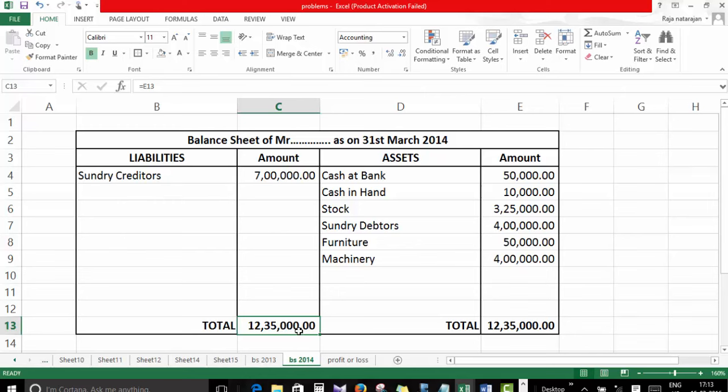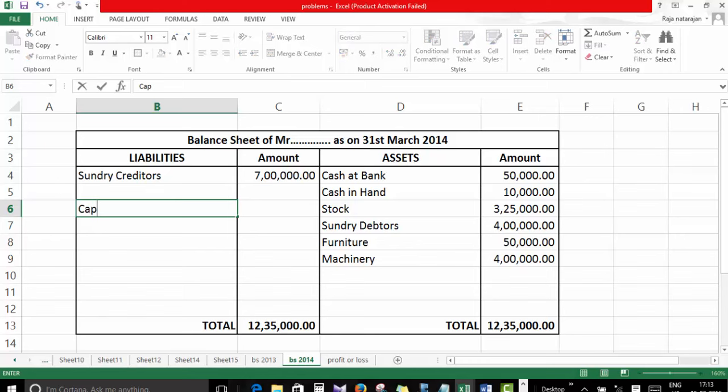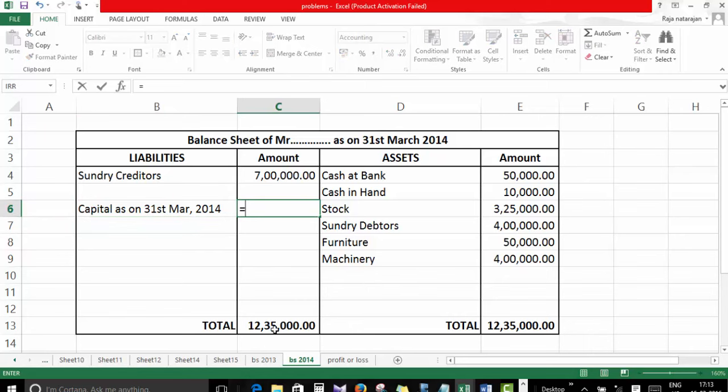The difference between this 12 lakh 35 and 7 lakh is going to be the closing capital. That is capital as on 31st March 2014, that is 12 lakh 35,000 minus 7 lakhs. So we get 5 lakh 35,000.